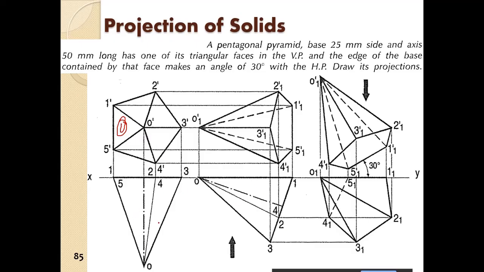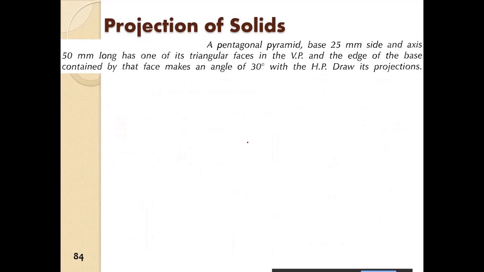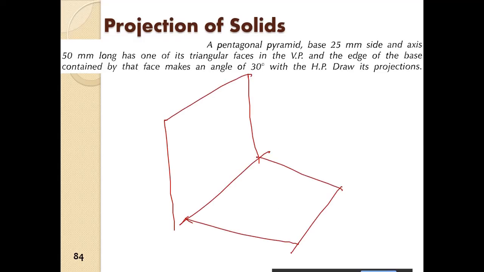Then we make the pyramid lie down on one of its edges as it is given. The edge of the base has one of its triangular faces in the VP, right? That means the pyramid is in this manner. It is attached to the VP.